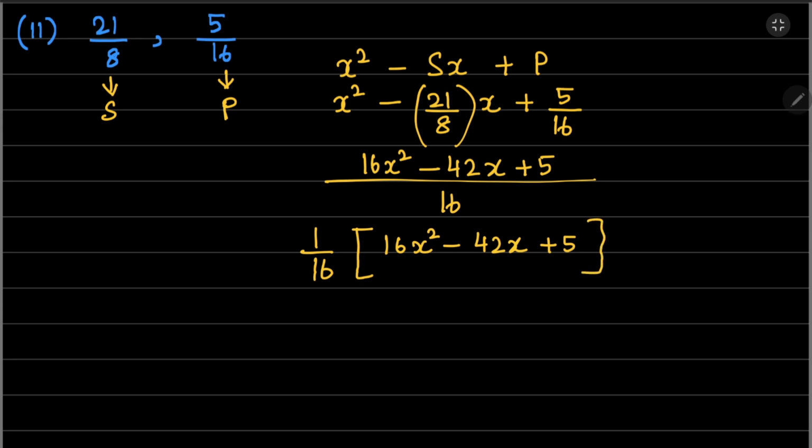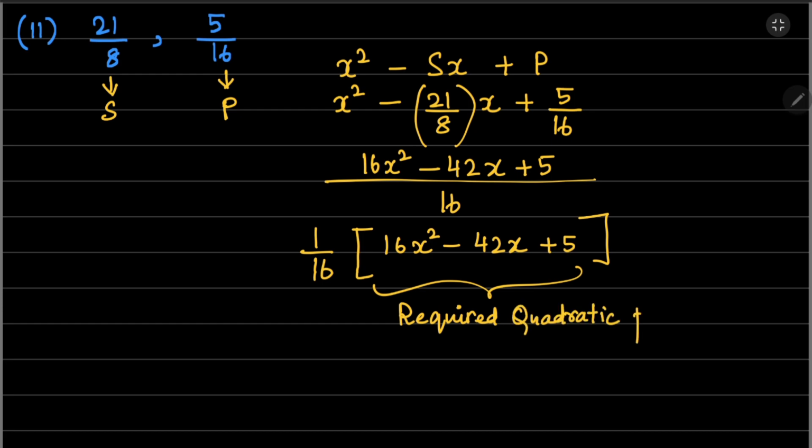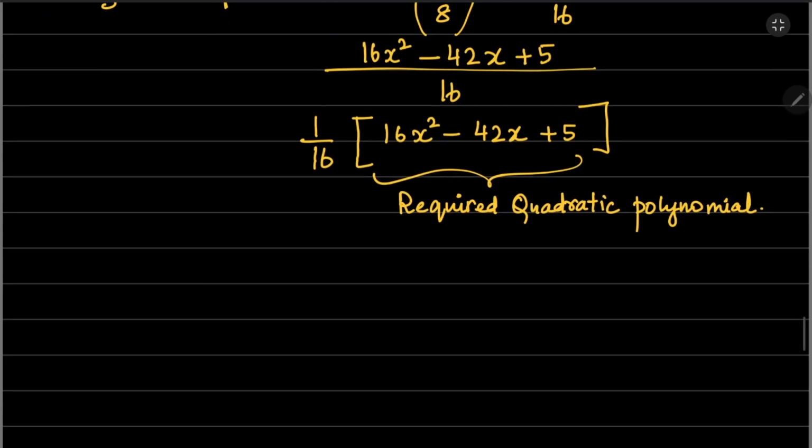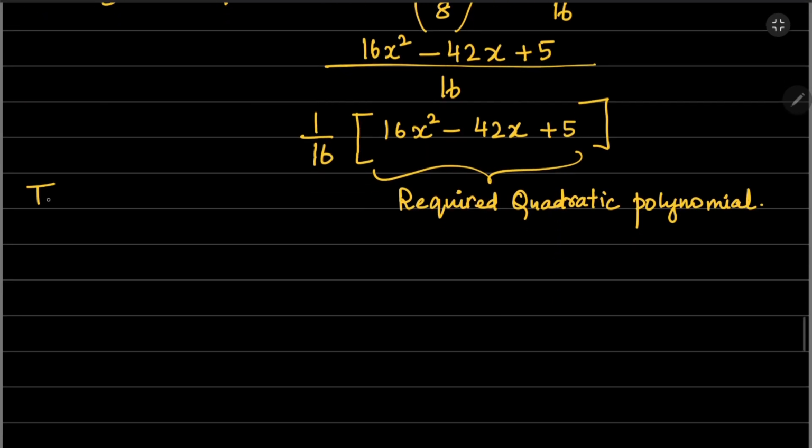You can write that this is your required quadratic polynomial. Right? Now, once you have found the polynomial, once you have written it, then you have to find the zeros.